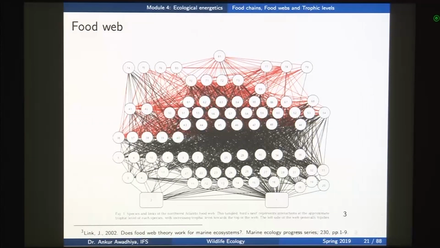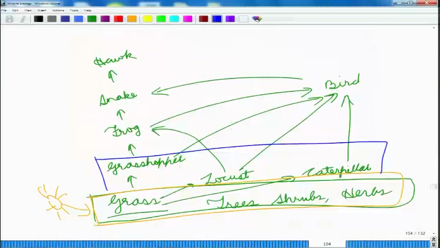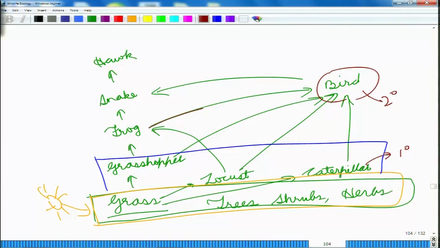But then it is also possible that one organism may be a part of several different trophic levels. So, for instance, here we have a situation in which you have a bird that is eating up caterpillars. So, when this bird is eating up caterpillars, you have the caterpillar as the primary consumer. So, the bird becomes a secondary consumer. But then if this bird eats up a frog, in this case the frog is a secondary consumer.